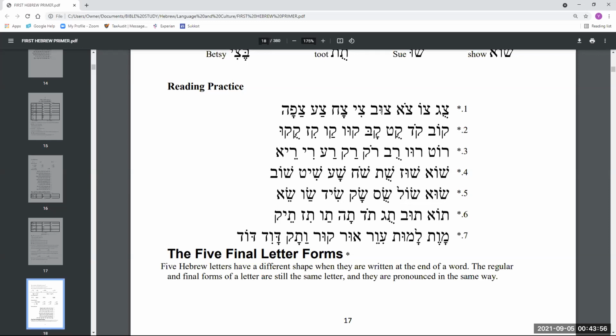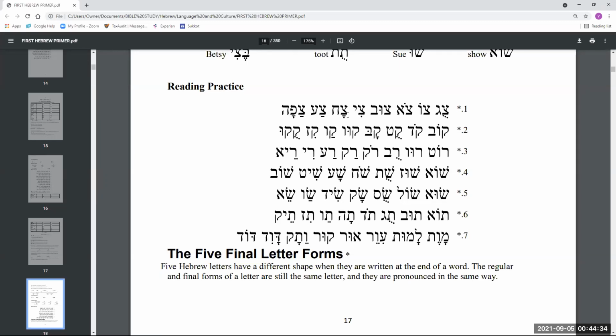I don't know what that one is. All right, Shrek. Oh, Shrek. Okay. Tsadi, a shuruk, and a vet. So that's tsuv. Then tsadi with a hirik and a yod. So that's tsi.